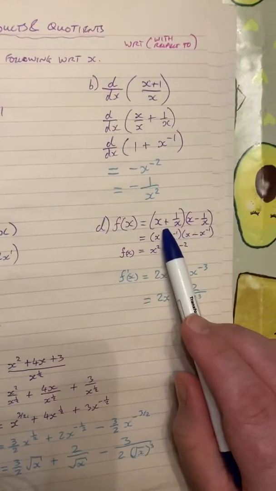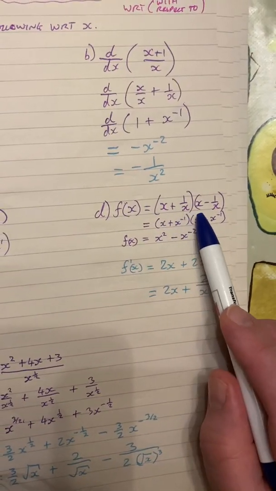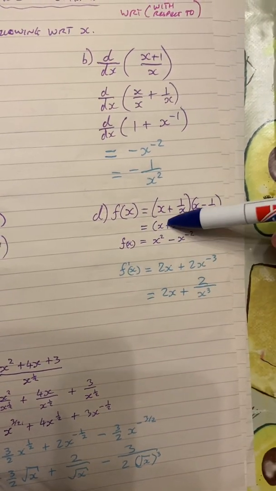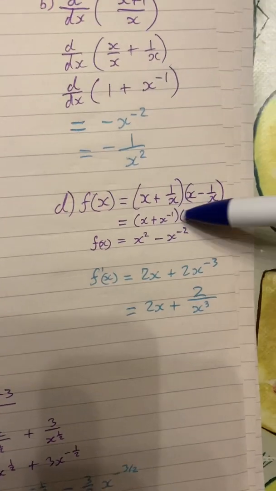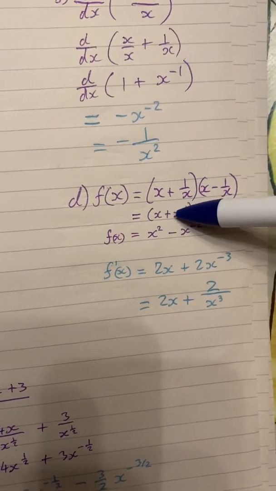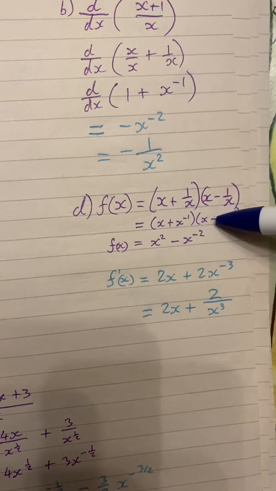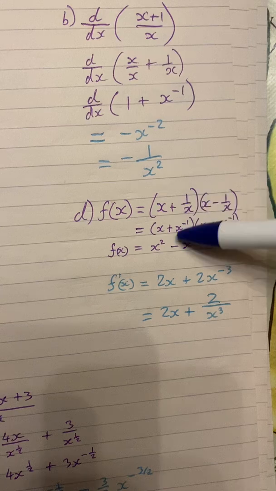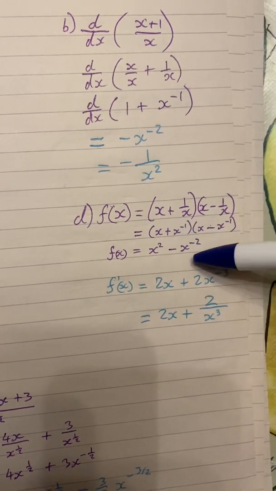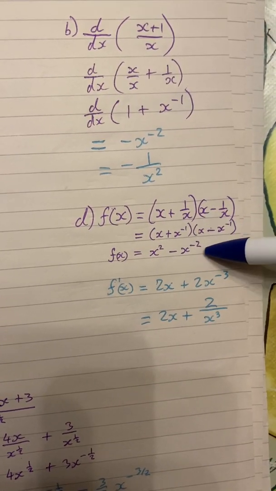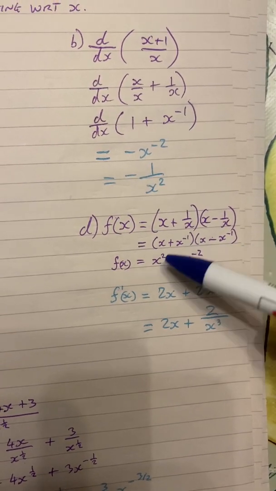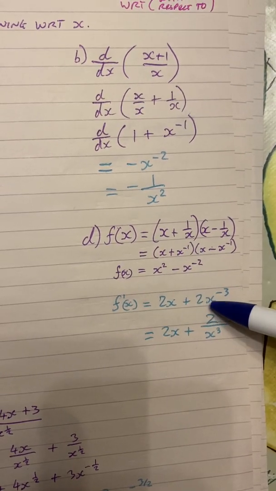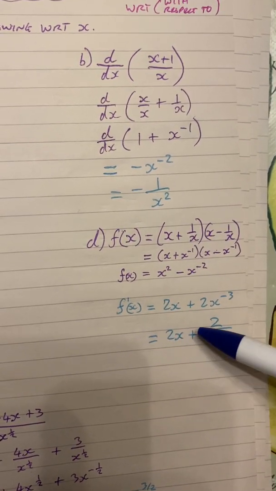For this one, x plus 1 over x times x minus 1 over x, put it in power form. You should spot that it's in the form of a difference of two squares. It's the same two coefficients with a change of sign. So it's the first term squared minus the second term squared. So it's x squared minus x to the negative 1 squared, which is x to the negative 2. So power down multiply, so 2x minus minus plus 2x to the negative 3, which is 2x plus 2 over x cubed.